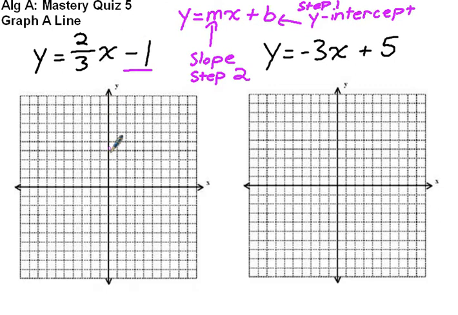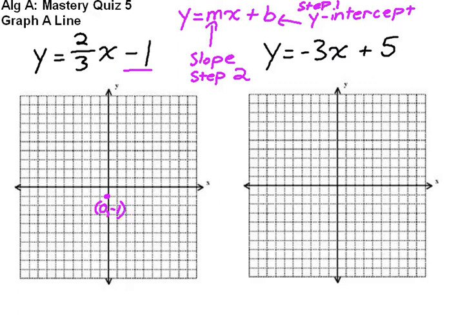That tells me to go to my origin and go down 1. This is my y-intercept right there. Not the greatest dot in the world, but that's my y-intercept right at negative 1. The coordinate being 0, negative 1. That's the coordinate of my y-intercept.